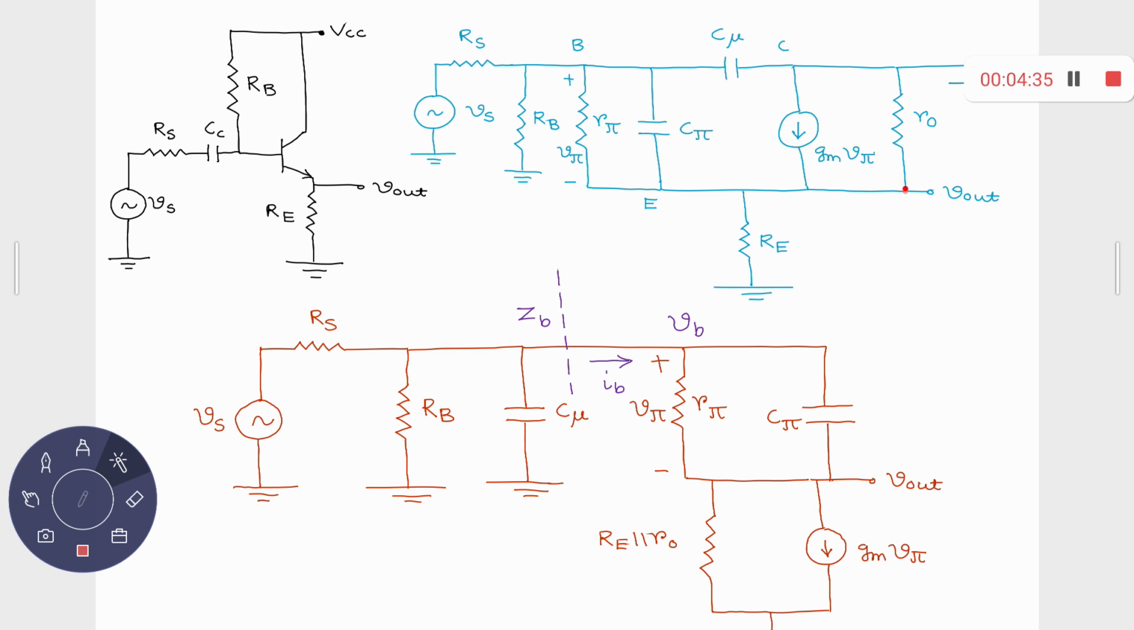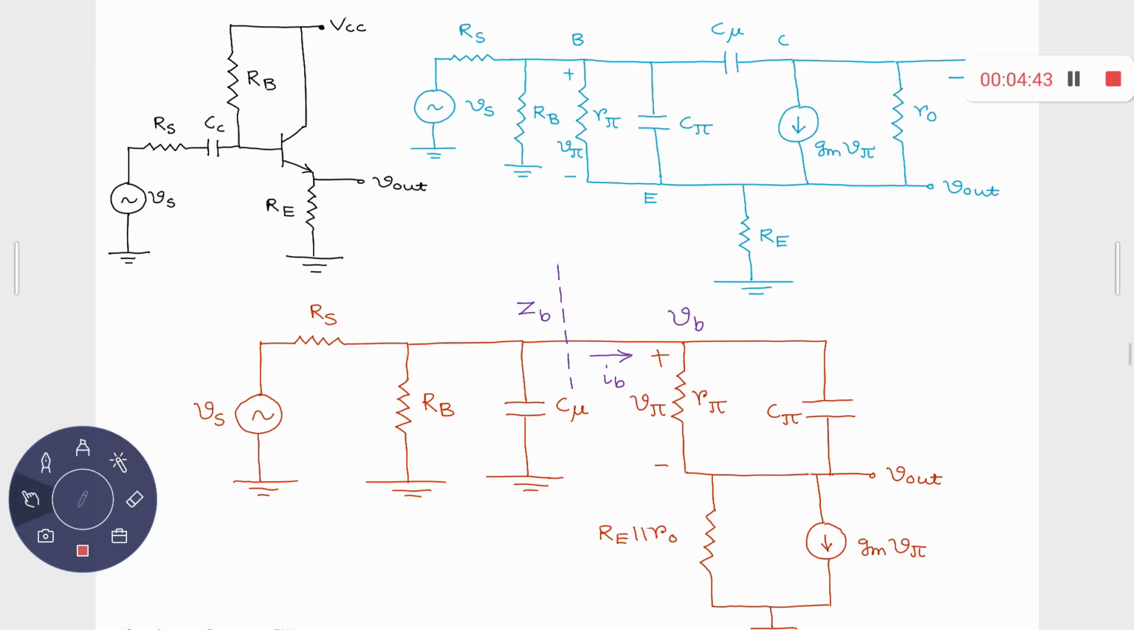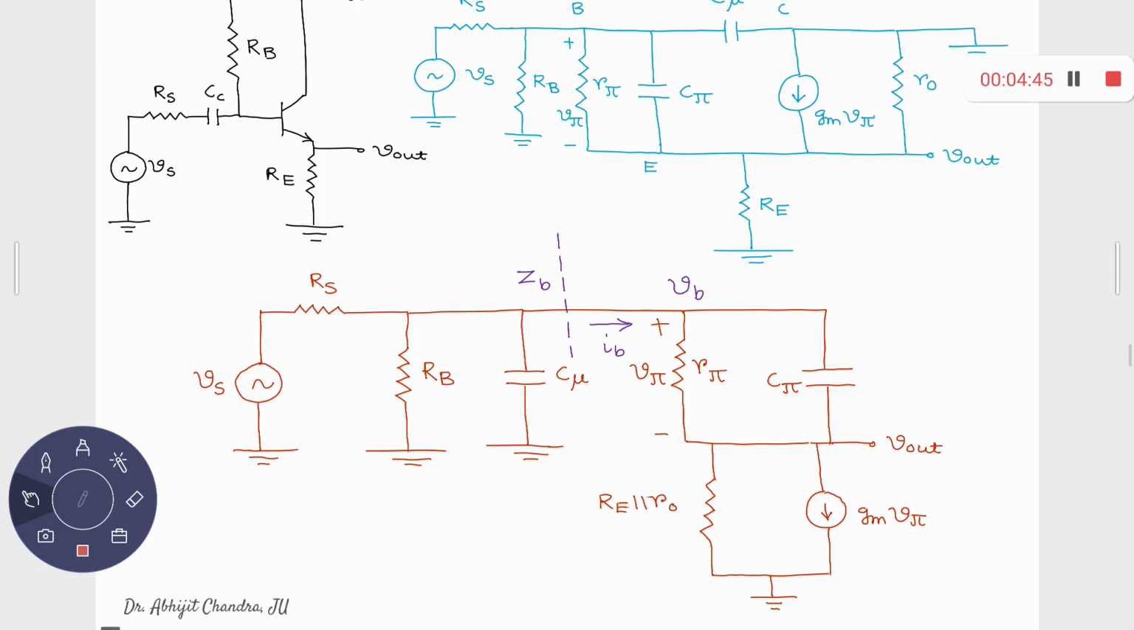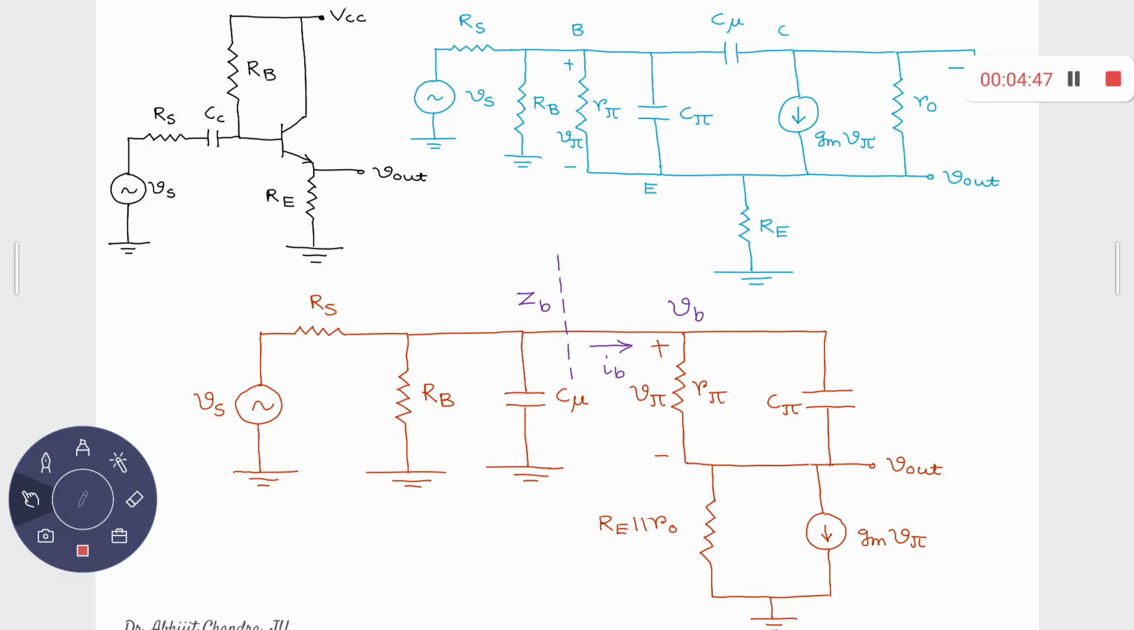R0 is also connected between emitter and AC ground. So I can consider that RE and R0 in parallel. So this is RE parallel R0, this resistance between the emitter and the AC ground. So this is your AC ground. And then what else? This gmV is there from collector to emitter, right?